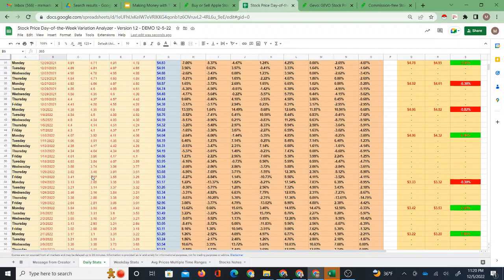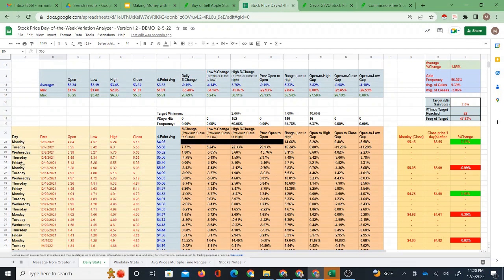All right, the Excel formulas I entered figure out the day of the week.